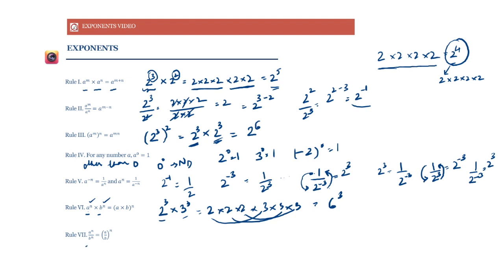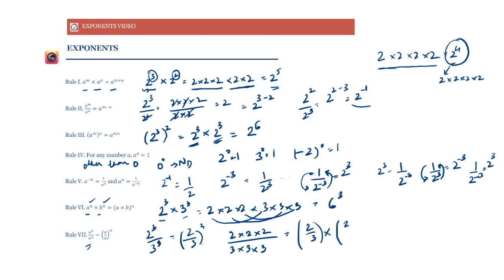What about a to the power n upon b to the power n? Again, assume this is 2 cube upon 3 cube, which is nothing but 2 by 3 to the power 3. If you're not sure, just think of it this way: 2 into 2 into 2 upon 3 into 3 into 3. So this is nothing but three 2 by 3's multiplied with each other. So this becomes 2 by 3 cube. So when you have a to the power n upon b to the power n, it becomes a by b, the whole to the power n.